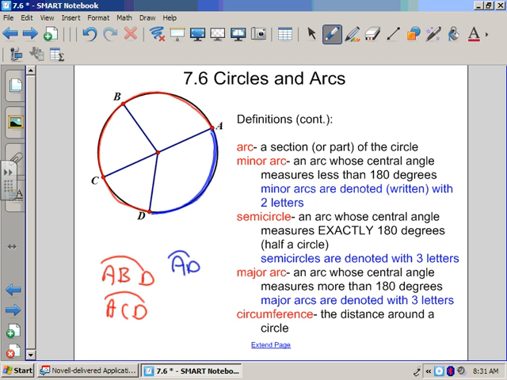And finally, what's the circumference? The circumference is the distance around the circle. Basically, it's like the perimeter for a circle.